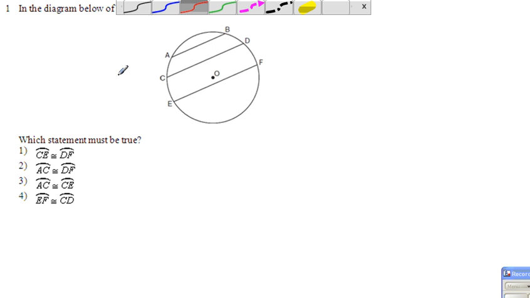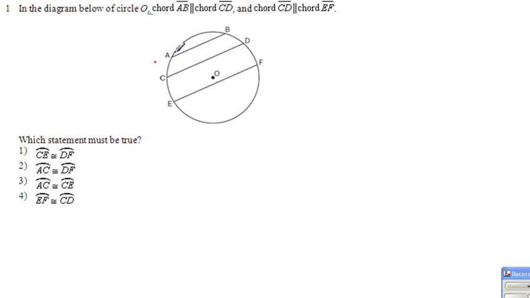Now here we have a diagram, and we realize that these three chords are parallel to each other. Which statement must be true? One thing we realize is that when the chords are parallel, the intersected arcs are also congruent. So we have CE must be congruent to DF. In fact, that is true.